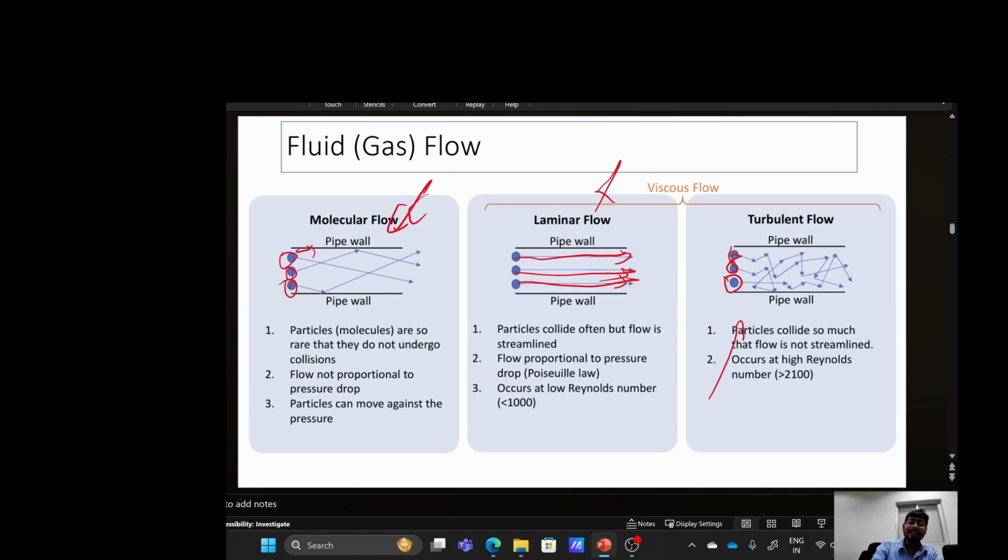And this kind of molecular flow is there in physical vapor deposition, where there is very low pressure inside. Not in the CVD but in the PVD, physical vapor deposition, we need a very, very low pressure so that there is no collision with atmospheric oxygen or nitrogen, so that whatever material we want to deposit can directly go and sit over the substrate.